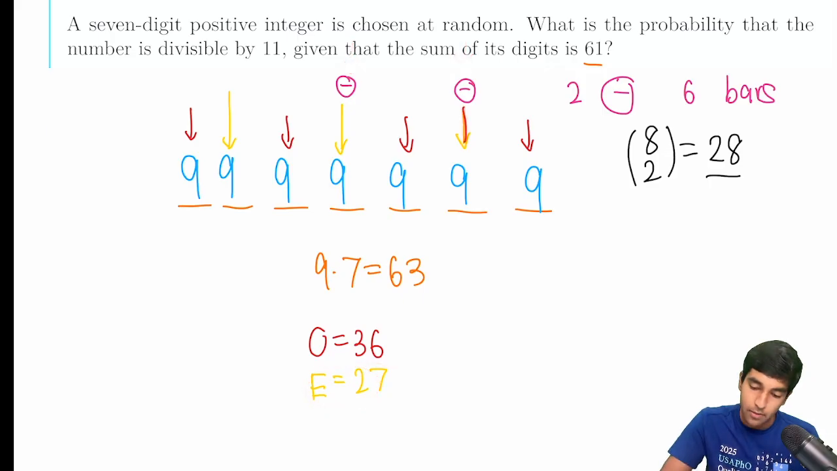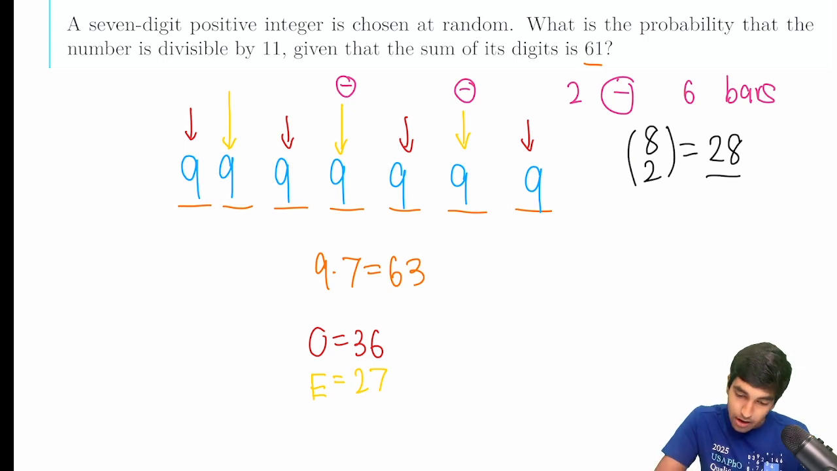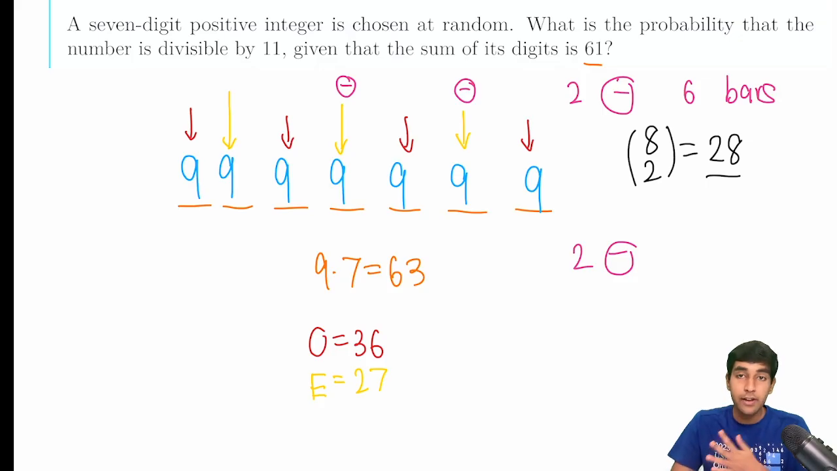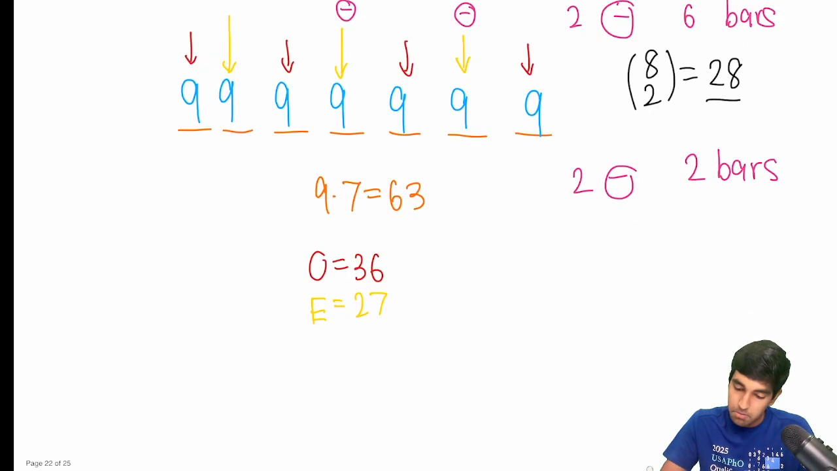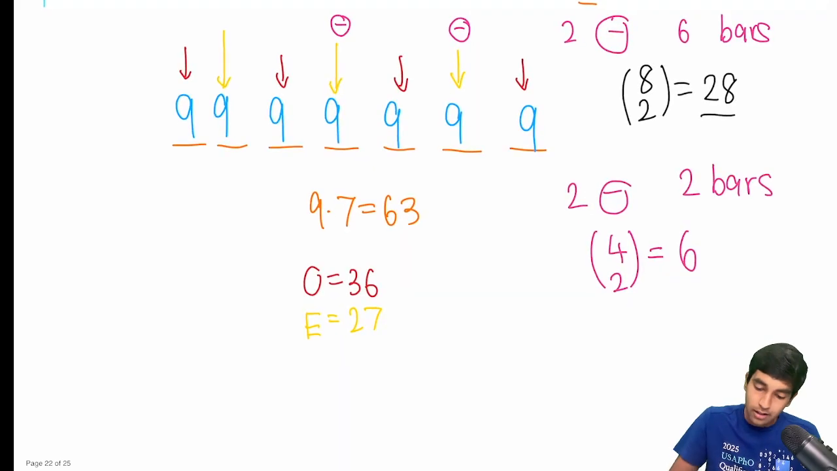Well, this time we're assigning it to 3 numbers instead of 7, so it's very similar, right? We have two subtractions, and then we have 3 different possible even numbered digits, so we have 2 bars. And the number of ways to do this, just rearrange them. 4 slots, pick 2 of them to be subtractions. That's 4 choose 2, or 6. So our answer is just 6 over 28, or 3 over 14.